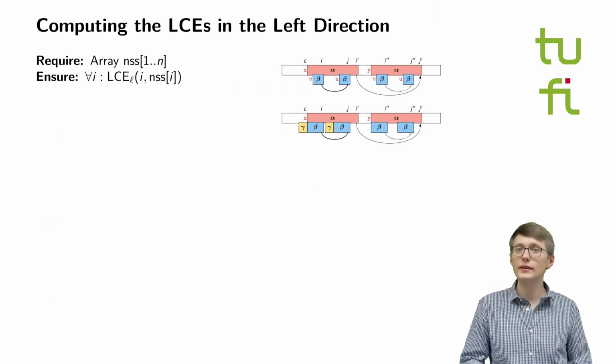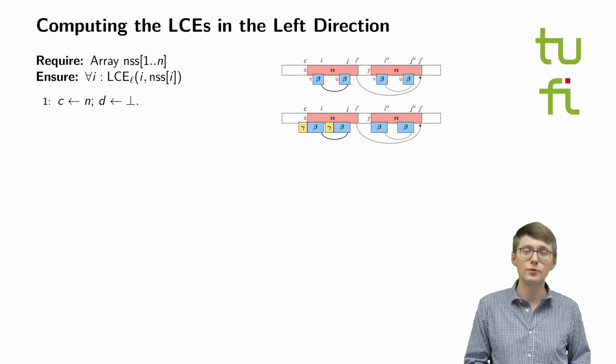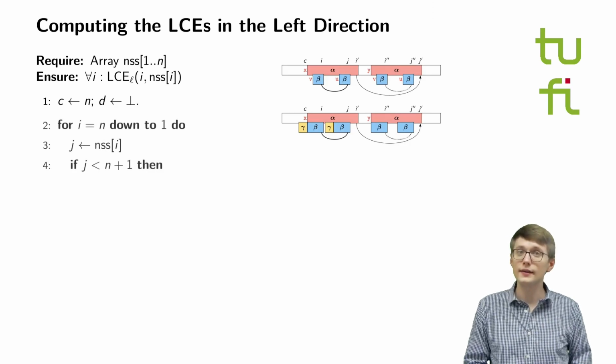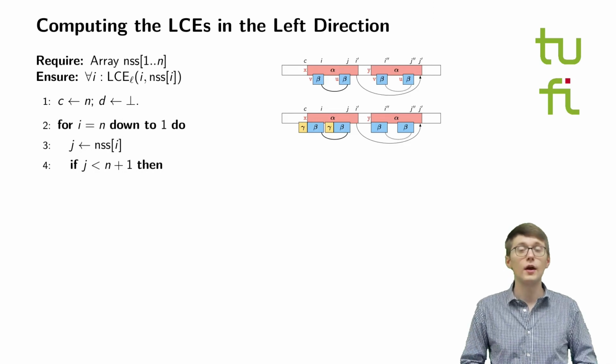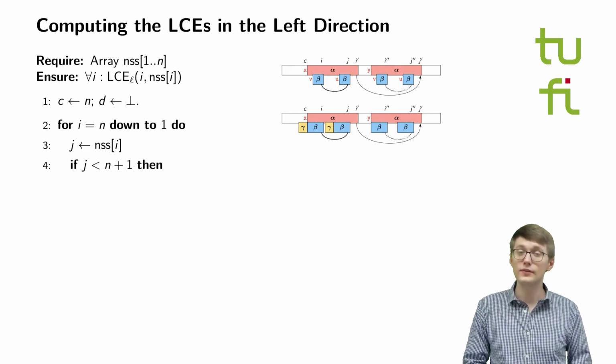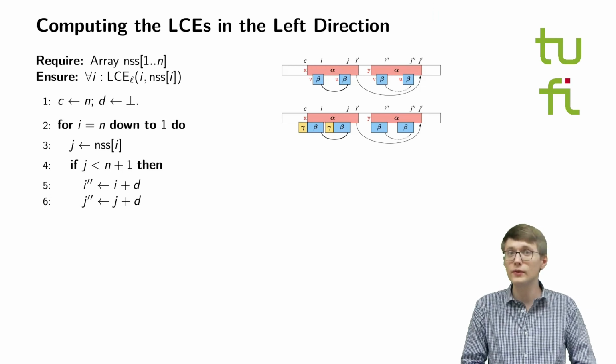At all times we maintain two variables. The first one is the leftmost already inspected text position c. The second one is the distance d between i' and j'. Now we look at one index at a time, starting with the rightmost one and finishing with the leftmost one. For each index i, we then inspect the next smaller suffix at position j. If the next smaller suffix exists, then we can compute i' and j' as seen earlier.